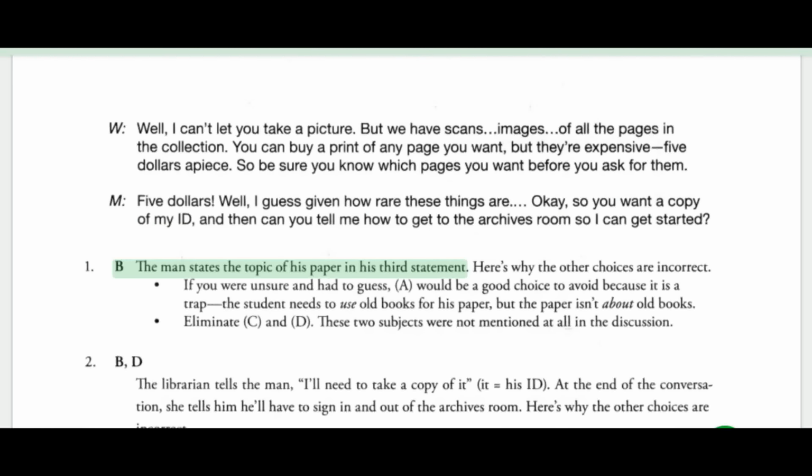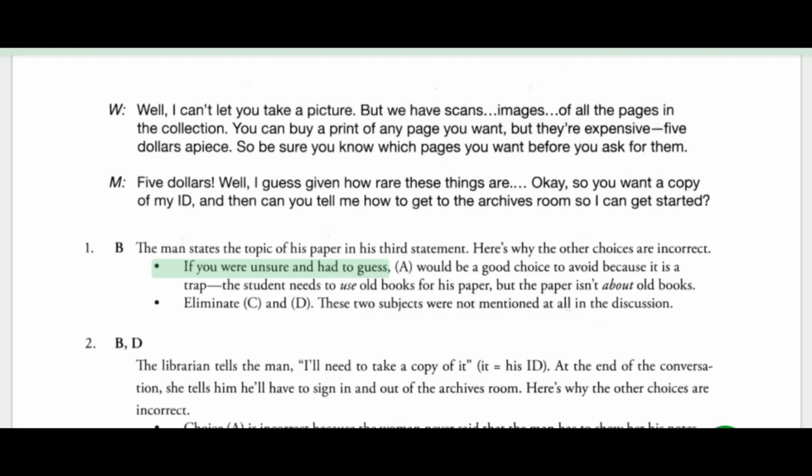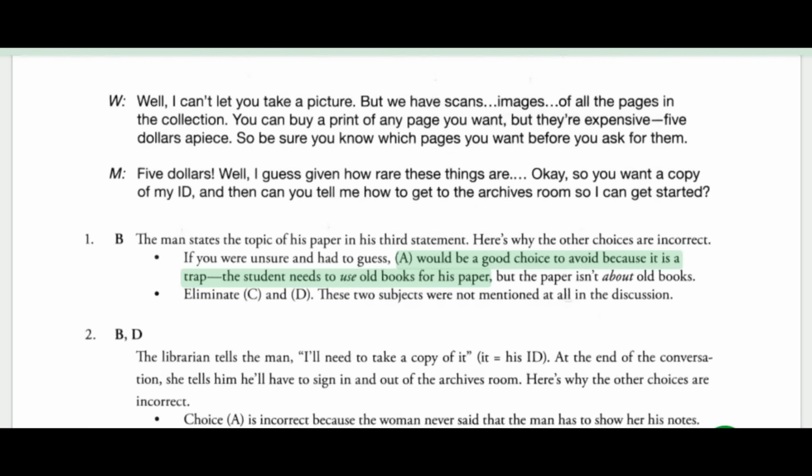1. B. The man states the topic of his paper in his third statement. Here's why the other choices are incorrect. If you were unsure and had to guess, A would be a good choice to avoid because it is a trap.